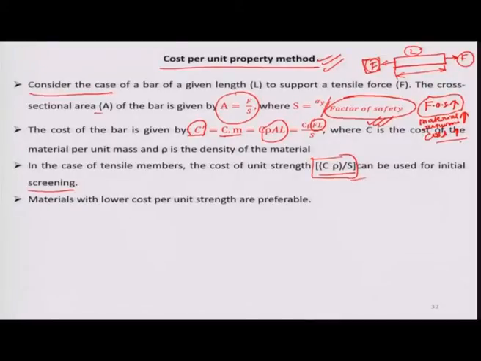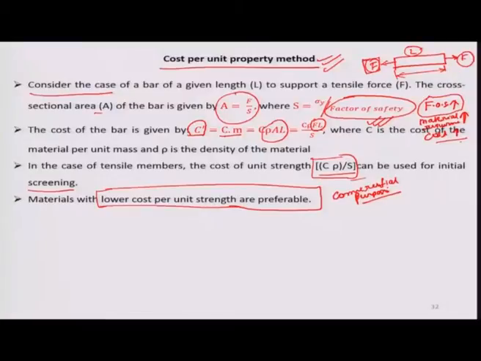Here, materials with lower cost per unit strength are preferable, because after all, whatever you are going to make is for a commercial purpose, or you are going to benefit commercially from the market. Okay, so these things are very important. Lower cost is a very important parameter in material design selection.